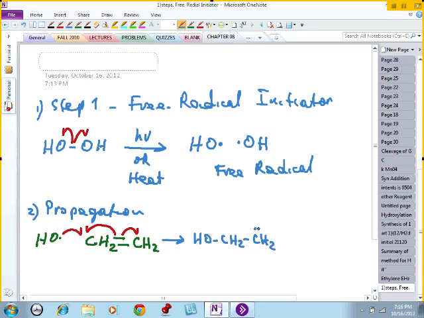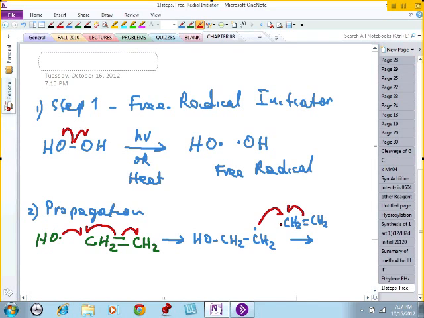Now the free radical is now on this carbon. And now what is going to happen? Another molecule of ethylene will come. That free radical that is now formed comes to react with this, one of the electrons in the pi electron system.